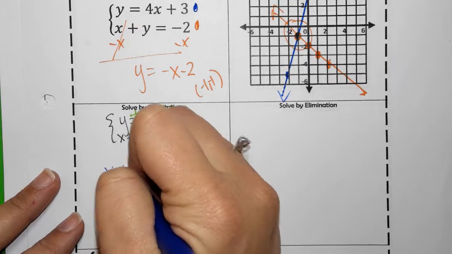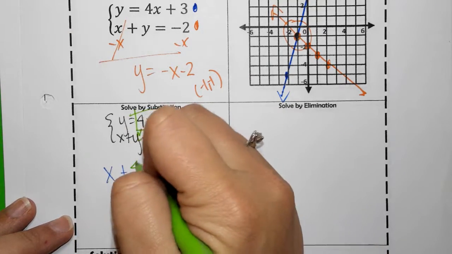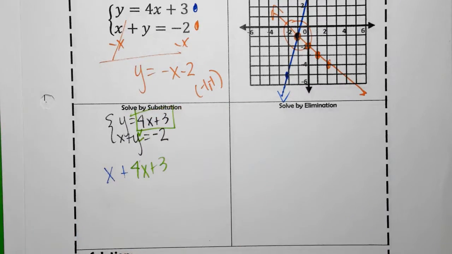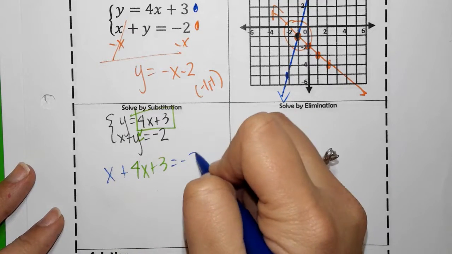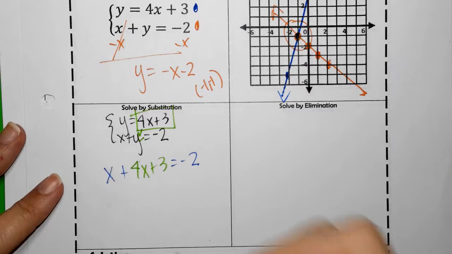Alright, so we have x plus, now what does y equal? What did we say y equals? 4x plus 3 is equal to negative 2. Does everybody see where we got that from? Yes. Are we sure? Does anybody not see?